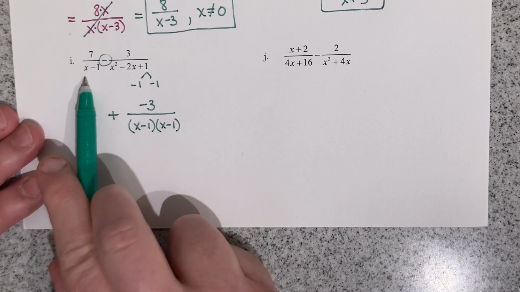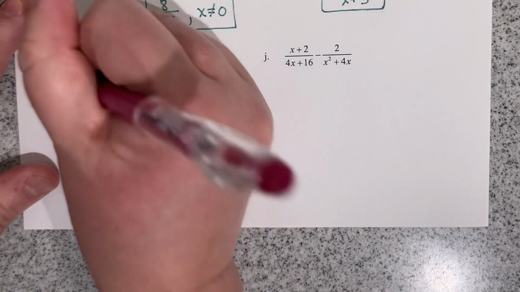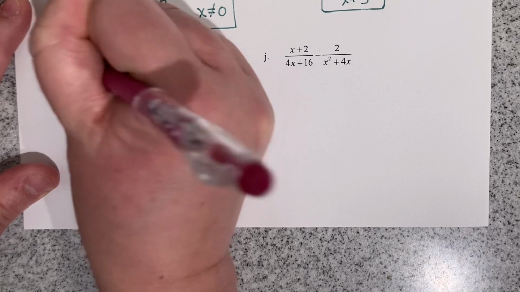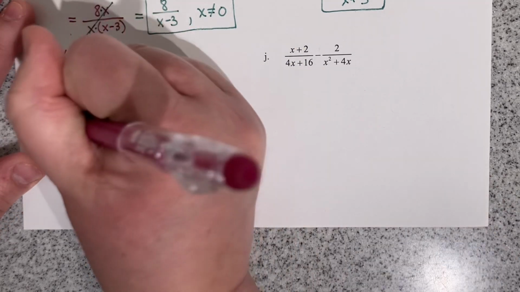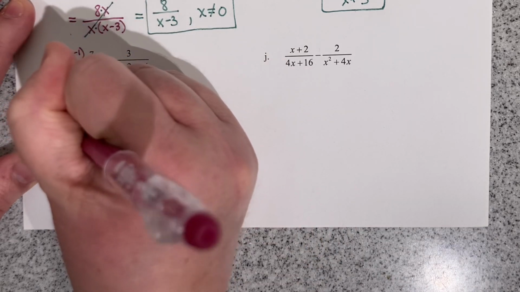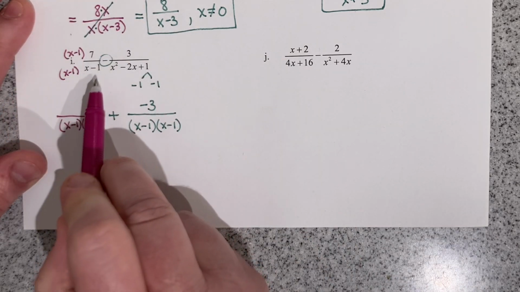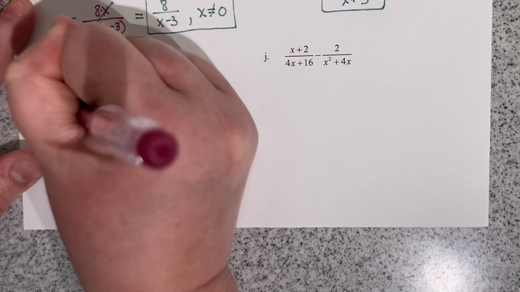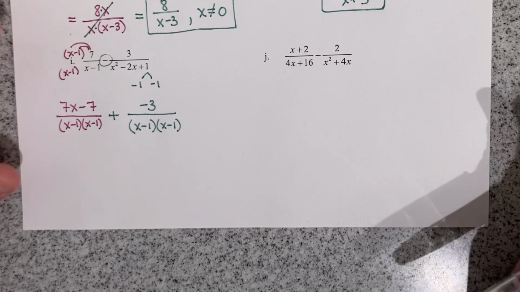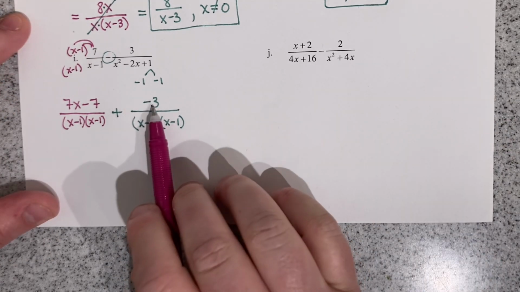Well, let's look. What's the first fraction missing? It's missing one of the x minus 1s. So we're going to need to multiply by x minus 1 on top and bottom. That makes the bottom x minus 1 times x minus 1, keep it factored. And the top, I just multiply the 7, so it's 7x minus 7. Hopefully we see that. The -3 is now on top.